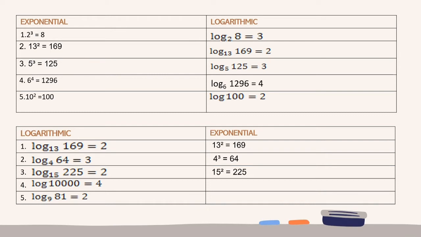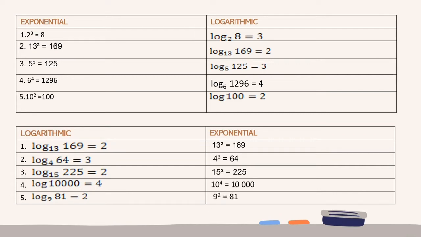Example number 3. Logarithm of 225 to the base of 15 equals 2. This time, let us try to use the pattern. So we start with our base, which is 15, go to the right, and we find 2, then we go to the left, and find 225, giving us 15 squared is equal to 225.